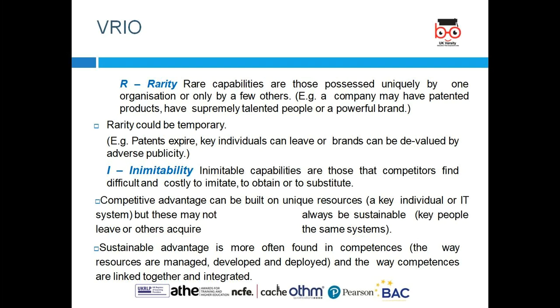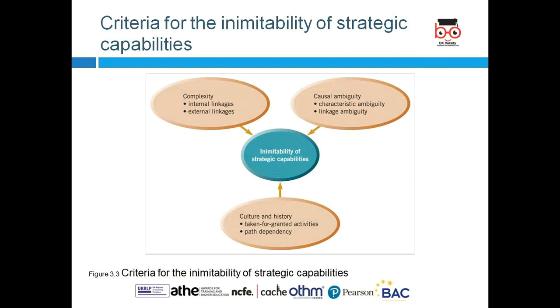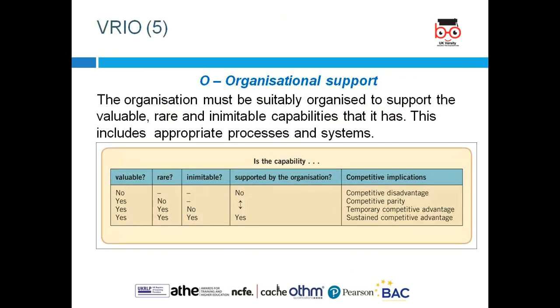So inimitability is a capability that competitors find difficult and costly to imitate and obtain a substitute for. Competitive advantage uniqueness can be individual IT systems, or people systems, but if people are leaving, it's difficult to sustain. So this model can be used as a criterion for inimitability of strategic capability. Sometimes complexity can be internal linkage, external linkage, or causal ambiguity. Inimitability can come from capabilities, culture, and the history of the organization. Also there are a lot of dependencies.